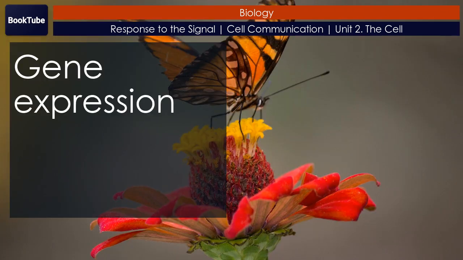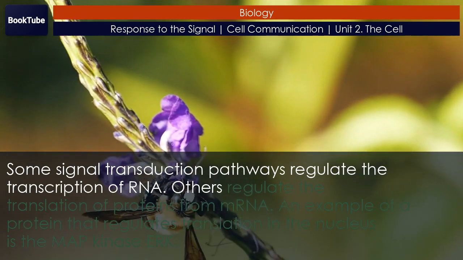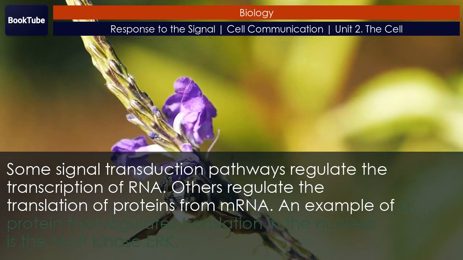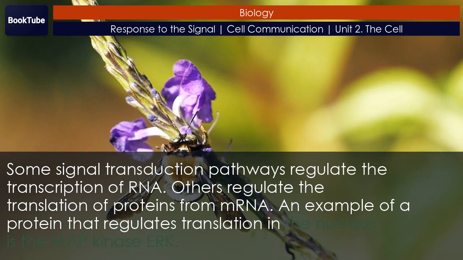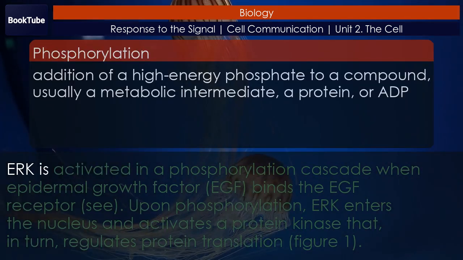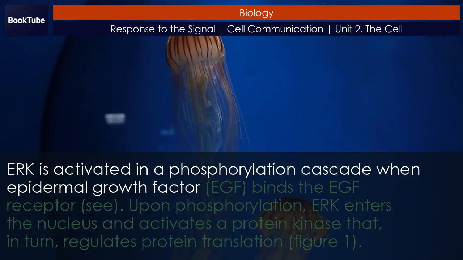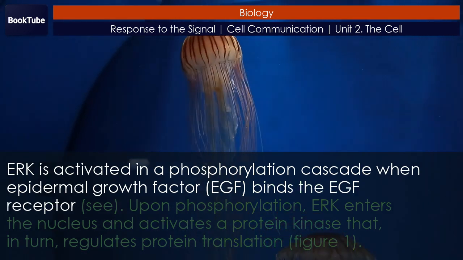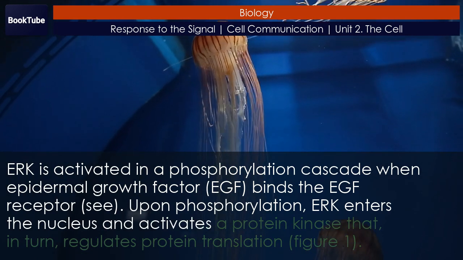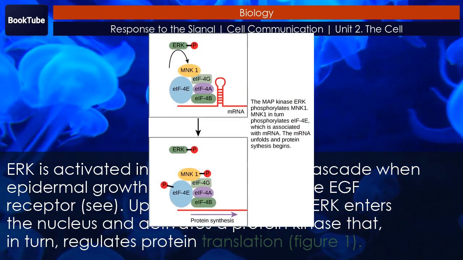Gene expression. Some signal transduction pathways regulate the transcription of RNA. Others regulate the translation of proteins from mRNA. An example of a protein that regulates translation in the nucleus is the MAP kinase ERK. ERK is activated in a phosphorylation cascade when epidermal growth factor, EGF, binds the EGF receptor, EGFR. Upon phosphorylation, ERK enters the nucleus and activates a protein kinase that, in turn, regulates protein translation.